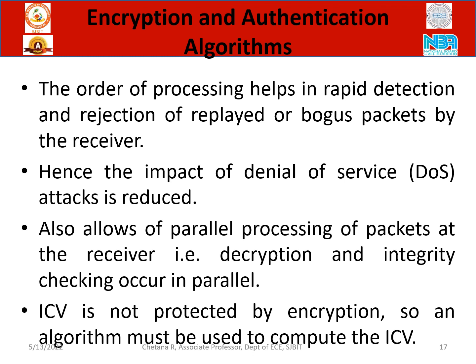Also, it allows for parallel processing of packets at the receiver, that is, decryption and integrity checking occur in parallel. Because it is very fast, we need rapid sending and receiving of data. There should be no delay there. Therefore, things happen in parallel. The ICV is not protected by encryption, so an algorithm must be used to compute the ICV. It's only the initialization vector that gets encrypted with the plain text. But after doing encryption, we get the ICV. This has not been protected, so we need another algorithm to protect this.